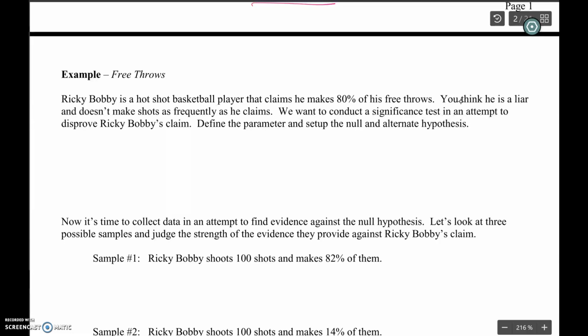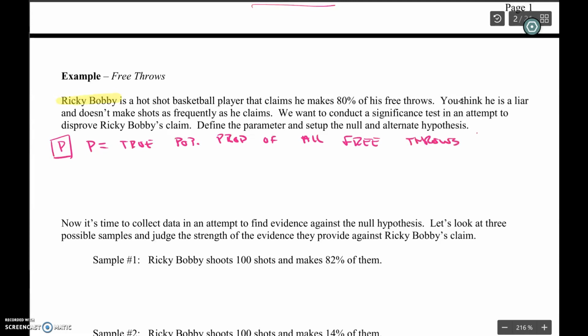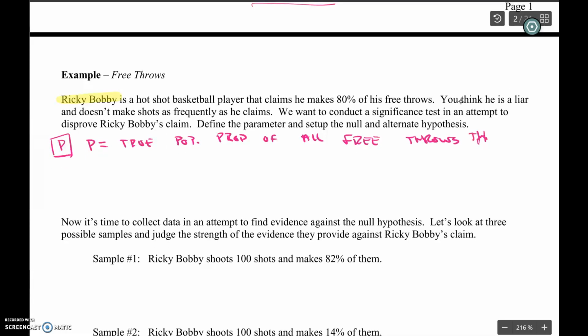So suppose we're making a bet with Ricky Bobby, your friend. He thinks he can make 80%. You say, no, I bet you $10 you can't. So the parameter of interest is going to be p, the true population proportion of all free throws that Ricky Bobby makes.